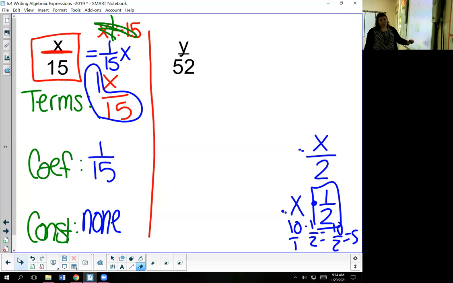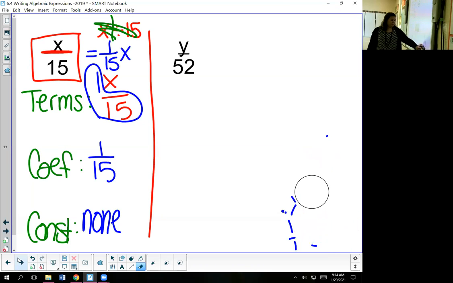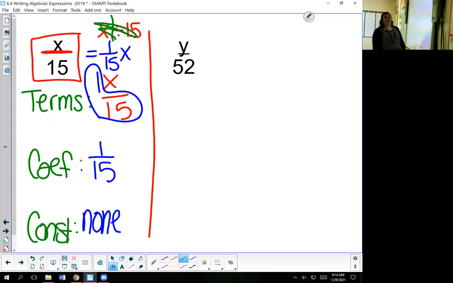So one example will not cut it. I always want to do a couple, okay? So let's do another one, same thing. It's still a division problem. So term, this is divide. This is not add or subtract. So there's only one term. Looks weird, but that's true.